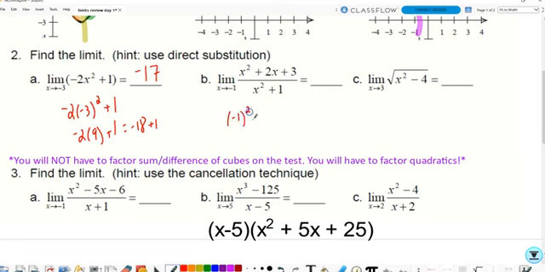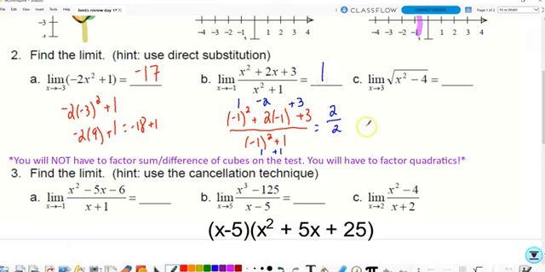-1. So simplifying this is going to be 1 minus 2 plus 3 and 1 plus 1. So in my numerator, I've got 2 over 2 for the denominator. 2 divided by 2 is 1. And let's try here, 3 squared. So that's just the square root of 5.